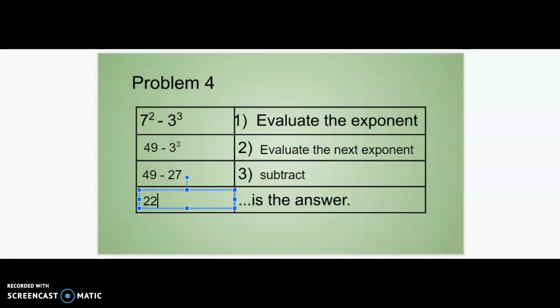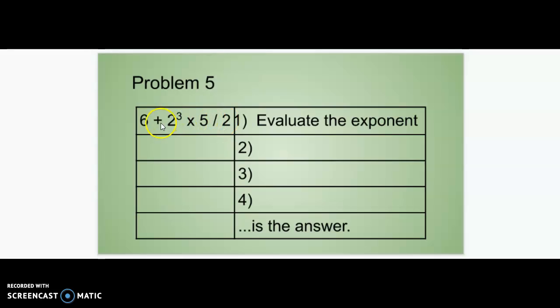The very last problem I'm going to look at with you here. This has 1, 2, 3, 4 steps. 4 steps to do. Evaluate the exponents, the first one. I think you're probably going to see that on every one of your assignments on this. The first step is evaluate the exponent. And here, 2 to the third power is 2 times 2 times 2. 2 times 2 is 4 times another 2 is 8. So I'm going to type here 6 plus 8 times 5 divided by 2.